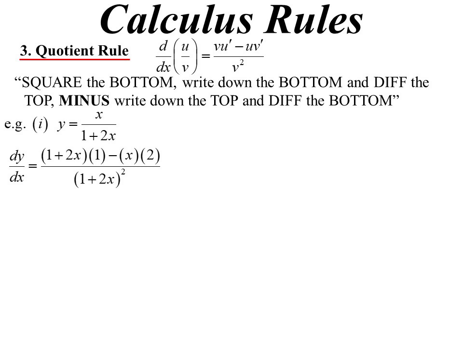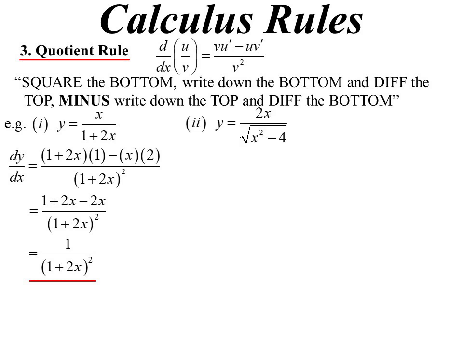Minus, write down the top, x. Diff the bottom, differentiate 1 plus 2x, we get 2. Let's tidy the top up. And there it is, 1 over 1 plus 2x all squared. So square the bottom, write down the bottom, diff the top, minus write down the top, diff the bottom. Next: 2x on the square root of x squared minus 4.